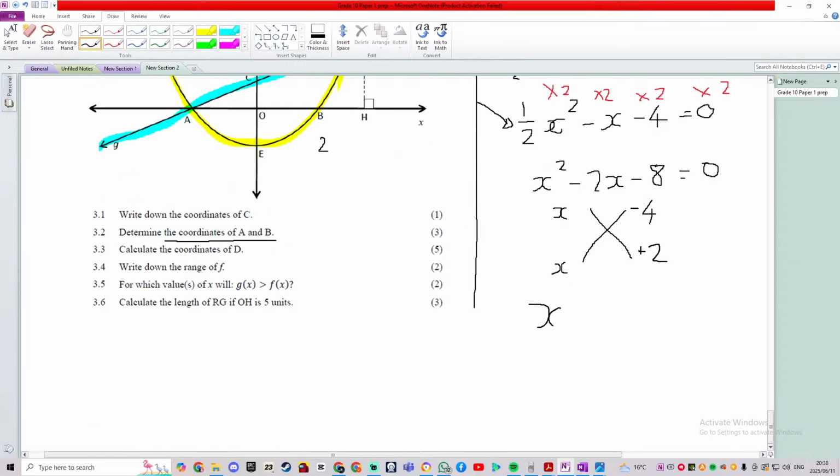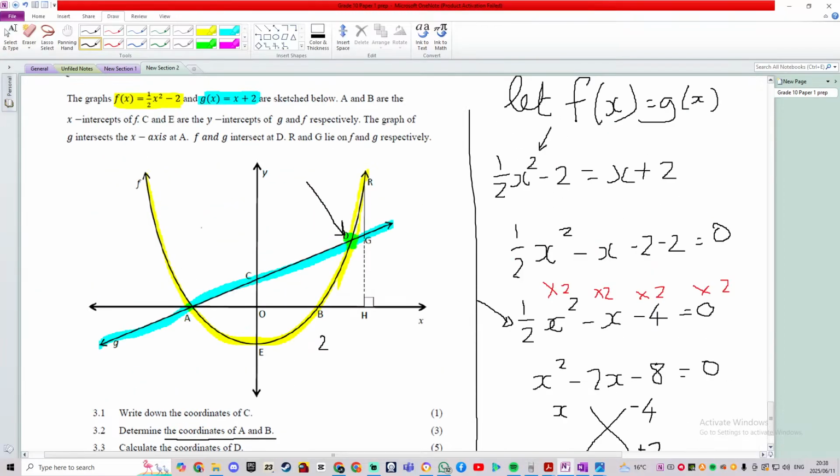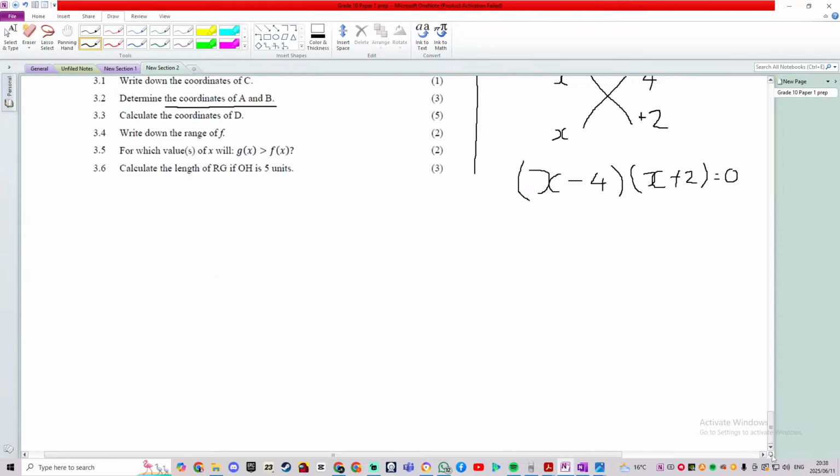Then I have x minus 4 in brackets, and I have x plus 2 equals to 0. Now I have again 2 answers. The reason why I have 2 answers, let's have a look at this quickly: because the graph intersects at 2 different places, by A and by D, the 2 graphs meet. That is why we have 2 possible answers. So we have x equals to 4 or x equals to minus 2.